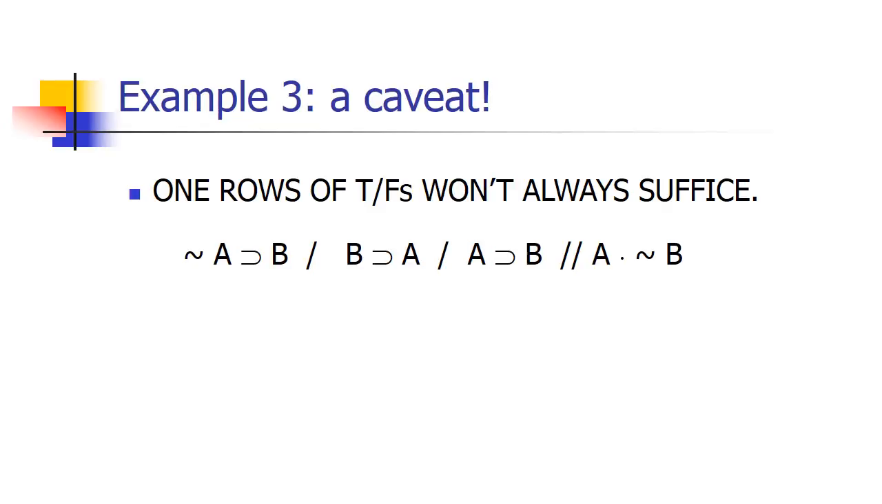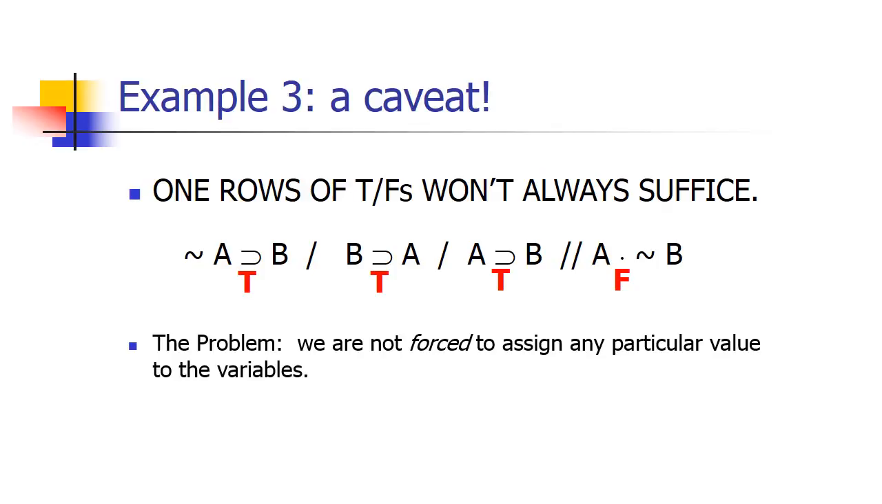Now there is a caveat here, a difficulty with indirect truth tables. One row of trues and falses won't always suffice. Look at this conclusion, A dot tilde B, in this argument. Now I want to make that conclusion false and see if I can do so consistently. But the problem is I'm not forced to assign any particular values to the variables.